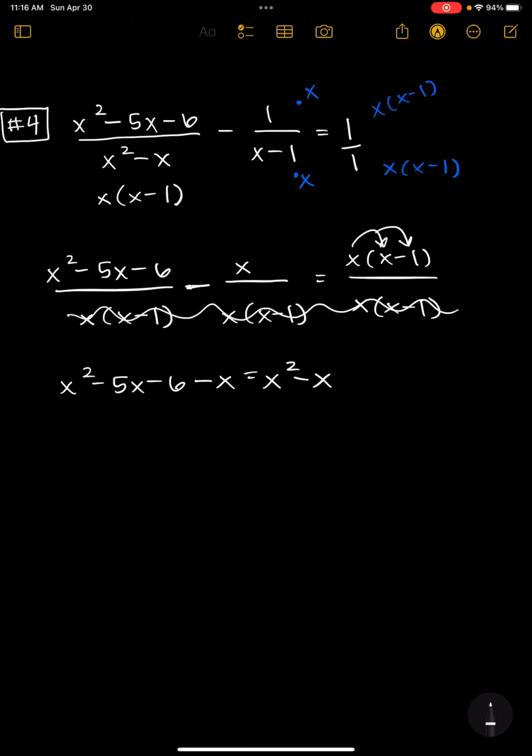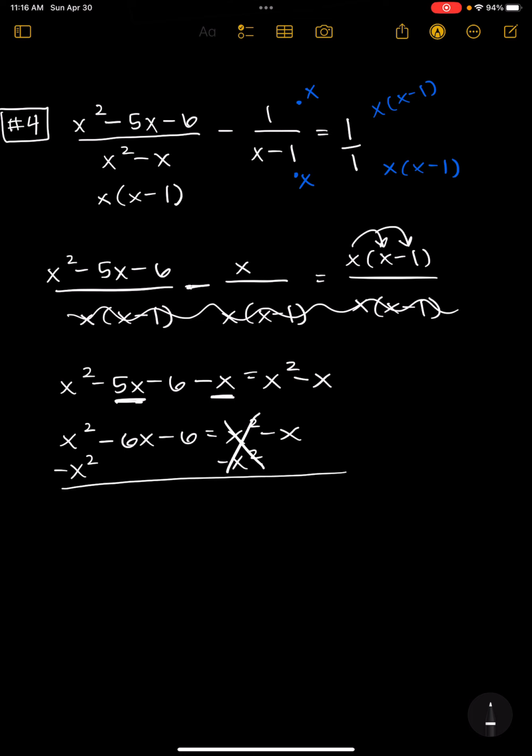The first thing I'm going to do is combine like terms on the left, which are just the minus 5x and the minus x, which would give us x squared minus 6x minus 6 is equal to x squared minus x. Now, because I have an x squared and x, I'm going to try and get everything on one side. I'm going to subtract x squared from each side. But notice you cancel out the x squareds on this side, and it also cancels out on this side because it's x squared minus x squared on both sides.